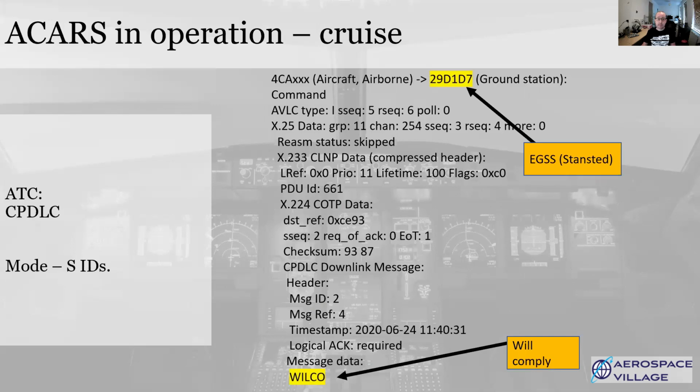CPDLC uses AOA, so X.25 routing, as we've seen. The source and destination addresses are 24-bit ICAO Mode S identifiers, which are unique per aircraft, and are the same ones you can see in ADS-B transmissions, like on Flightradar24. Ground stations also have an identifier, and in this message, although I've redacted the aircraft, 29D1D7 maps to London Stansted Airport. In this case, this is an acknowledgement from the aircraft to Stansted saying "Wilco," which is short for "will comply" or "I will do this." And this is different to a simple acknowledgement with no expectation that they need to do anything.